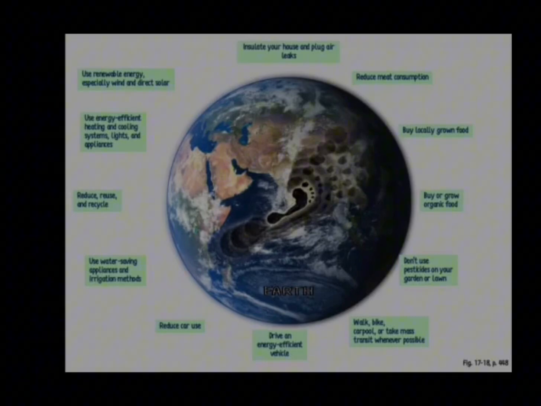Reduce car use. Drive an energy efficient vehicle. Walk, bike, carpool, or take mass transit whenever possible. Don't use pesticides on your garden or lawn. Buy or grow organic food. Buy locally grown food. Reduce meat consumption.